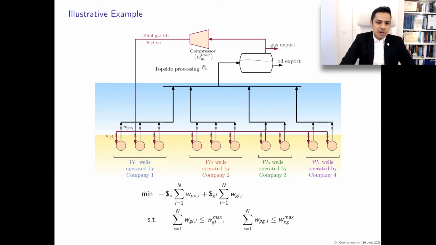Okay. So similarly, the topside processing facility may also have capacity limitations, for example, how much gas the topside processing facility can handle. So as such, the total gas that is produced by the different subsystems must be less than the maximum processing capacity, which is another coupling constraint. So we have an optimization problem with 4 subsystems and 2 shared resources, which we solve using the proposed framework.